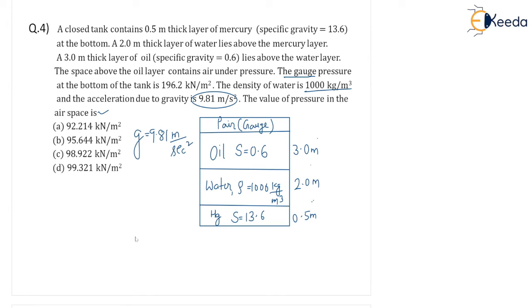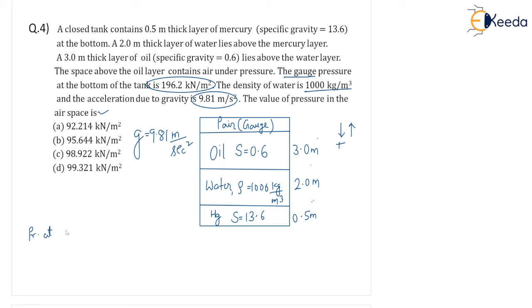Then what we can do, it is already given in the question that the gauge pressure at the bottom of the tank is 196.2 kilopascal. So we keep on calculating the gauge pressure from the top. I told you going down is positive and going up is negative. So starting from P air, if you keep calculating the pressure in the downward direction, adding the pressure, and then equate with 196.2, you can find the value of P air. So I'll write the equation.